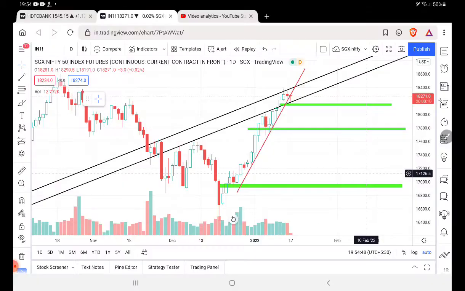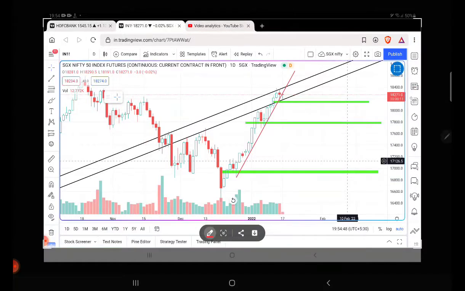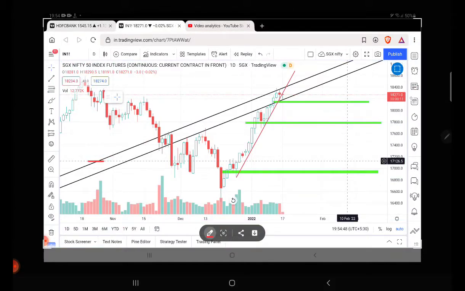Here we can clearly see that from around March 2022, this was the November time, we have taken a very good support at these two parallel trend lines. But on this date we broke the first trend line. It was okay, no problem. We took a support at this second trend line.